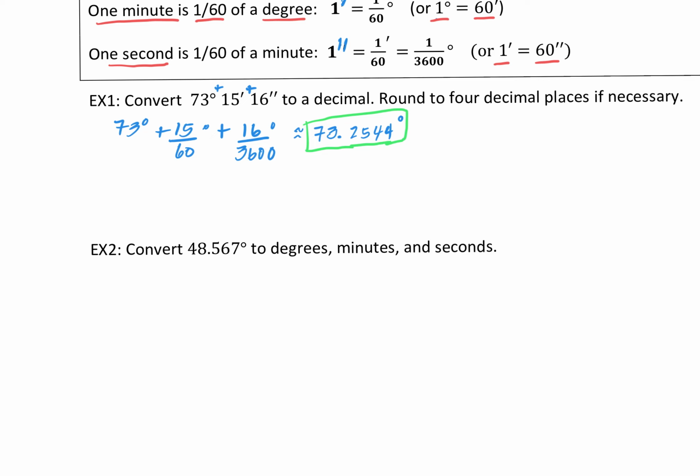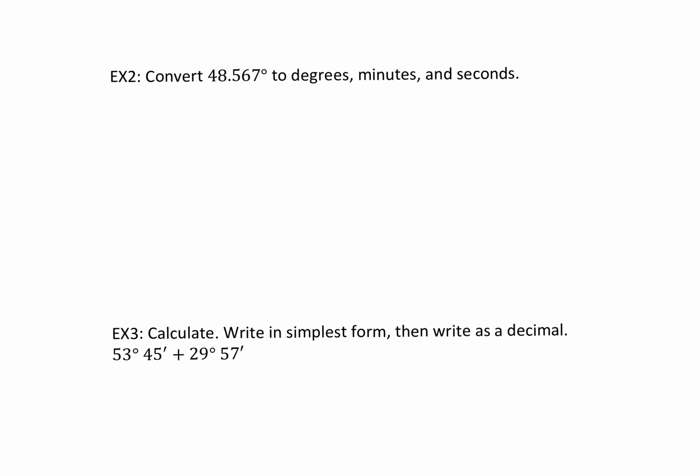Now, what if we had a degree in a decimal and we had to write it in terms of minutes or seconds? The 48 part, that's okay. We're only concerned with translating the decimal portion, which is 0.567, and it's still degrees. So if you take 48 degrees plus 0.567 degrees, you get 48.567 degrees. So I'm just splitting that up. And then we're going to translate the 0.567 degrees to minutes.